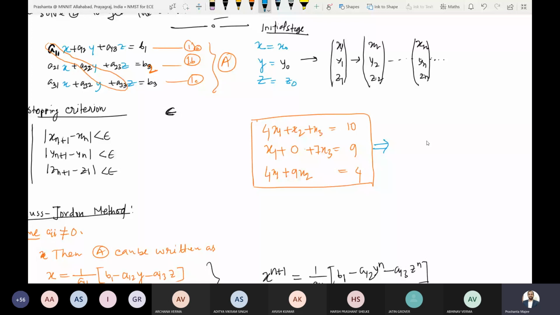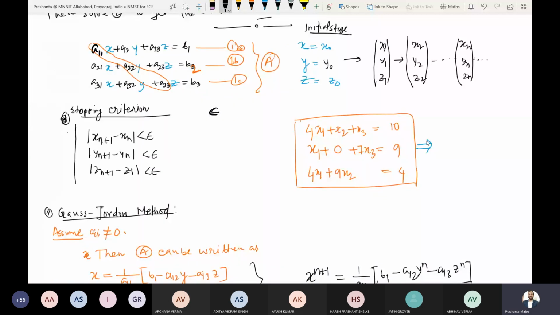But here we cannot apply it. Can we apply? Because the x2 coefficient is 0, we cannot solve for x2 from the second equation. We cannot solve for x3 from the third equation. So what shall we do? To apply the Gauss-Jordan scheme, a_i should not be 0. So what will we do? We will change the order of the equations.